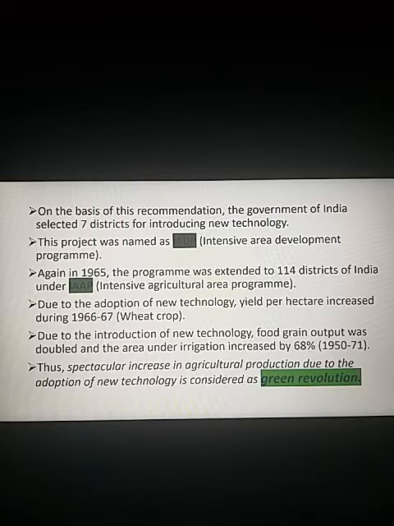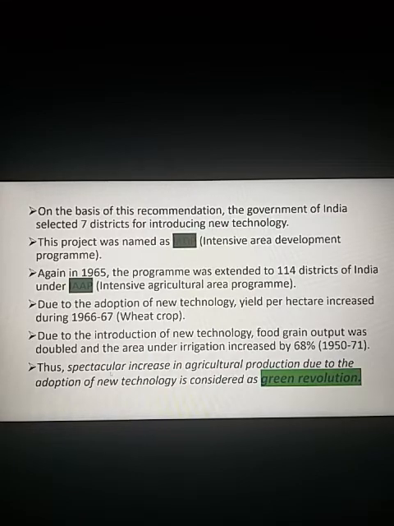Due to the introduction of new technology, the food grain output was doubled. Clearly, it increased two times, twice. The area under irrigation also increased by 68% from 1950 to 71. Just observe this: almost 2 decades, 1950 to 71. The area under irrigation increased by 68%, and food grains increased twice, or doubled.